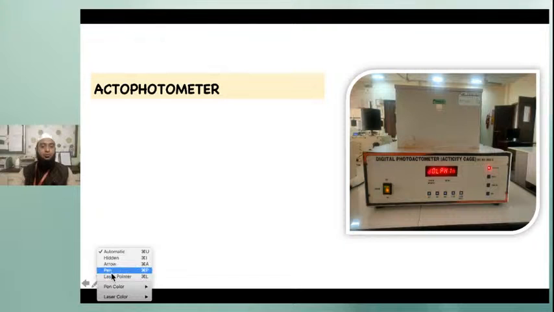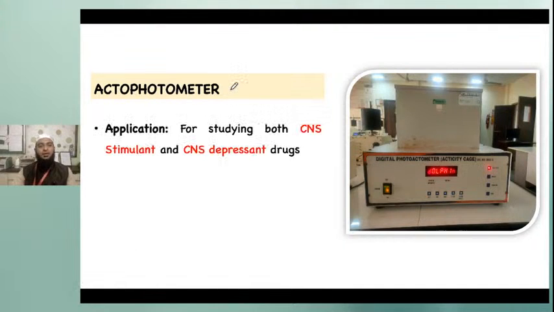With actophotometer, you cannot guess on the basis of the name, but do remember that with the help of this instrument, you are studying both CNS stimulant and CNS depressant activity. So this instrument helps you to measure locomotor activity. Locomotor activity means the motion of the animal.